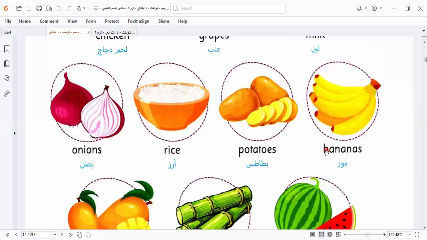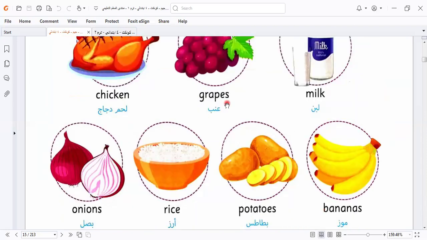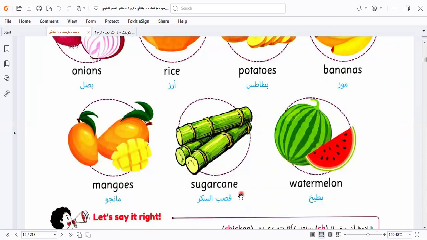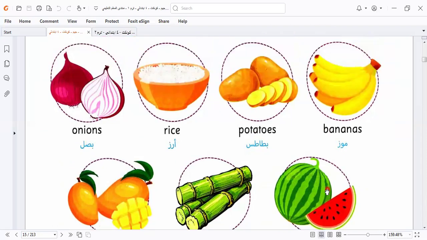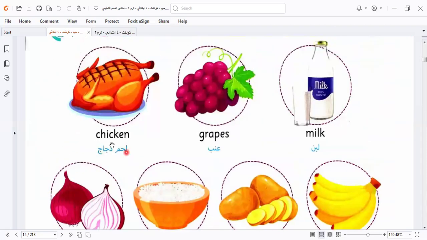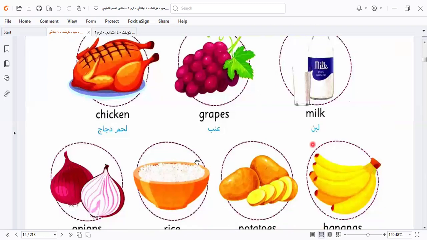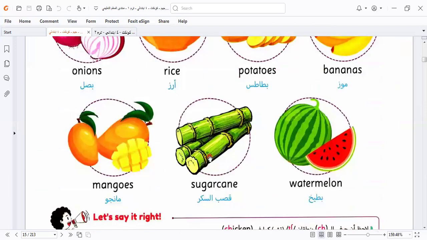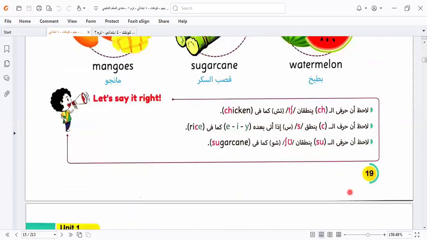I would like to say something. After I finish the lesson, I will leave the link of this book below the video. I would like you to write these words in half a column to keep them. We have chicken, grapes, milk, onions, rice, potatoes, bananas, mangoes, sugar cane, and watermelon. Repeat after me.